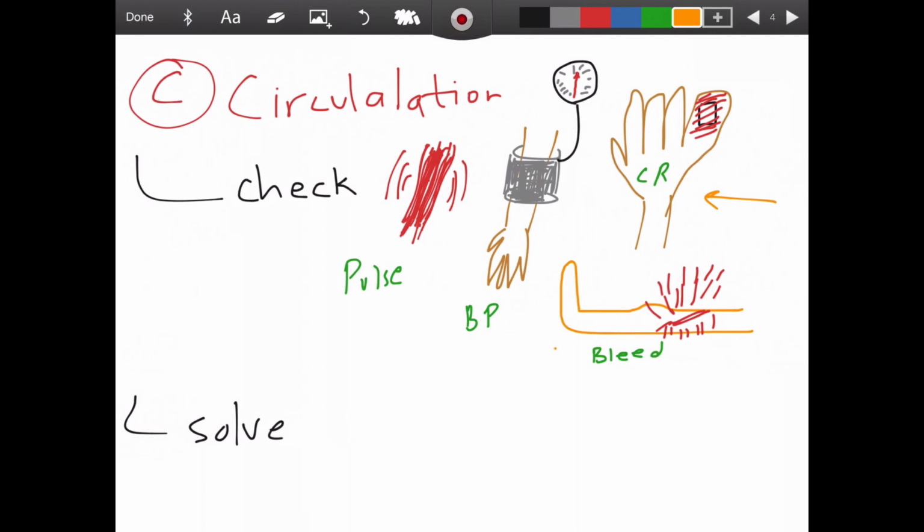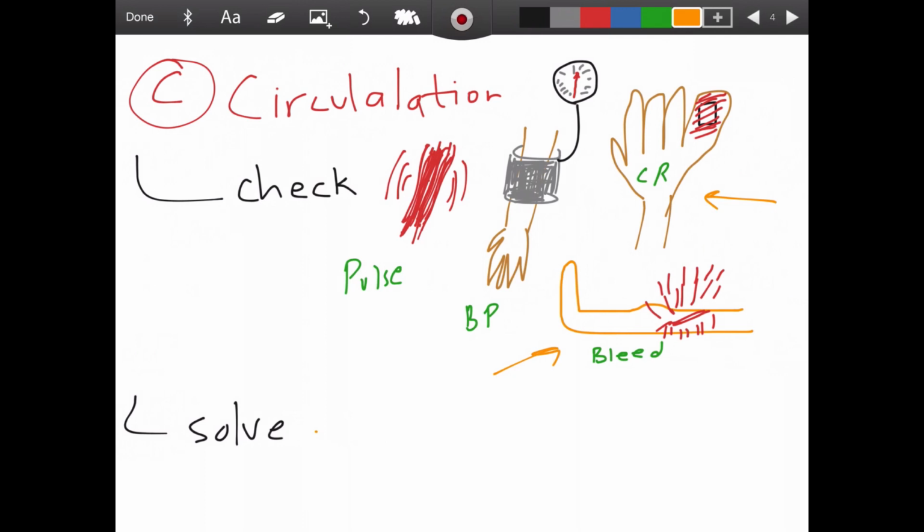If it's delayed, if it's too long, then that would mean the patient's peripheries are not receiving enough blood, which could be a sign of poor cardiac output. Another thing that you have to look for is external signs of bleeding, which will indicate to you whether you need to deal with that urgently or not.